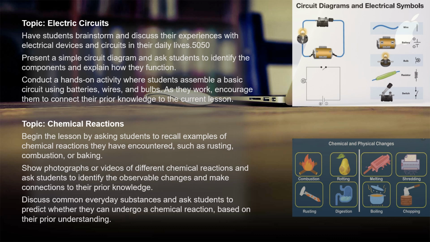Topic: chemical reactions. Begin the lesson by asking students to recall examples of chemical reactions they have encountered, such as rusting, combustion, or baking. Show photographs or videos of different chemical reactions, and ask students to identify the observable changes and make connections to their prior knowledge. Discuss common everyday substances and ask students to predict whether they can undergo a chemical reaction based on their prior understanding.